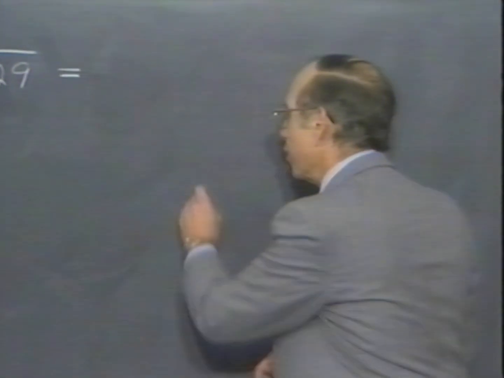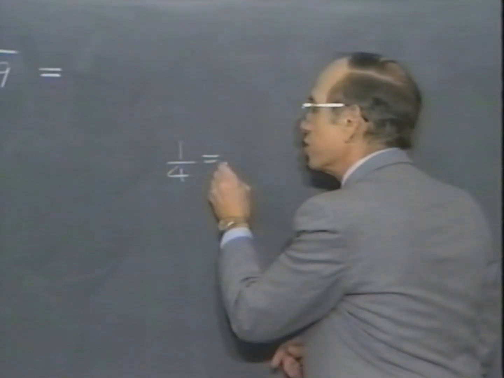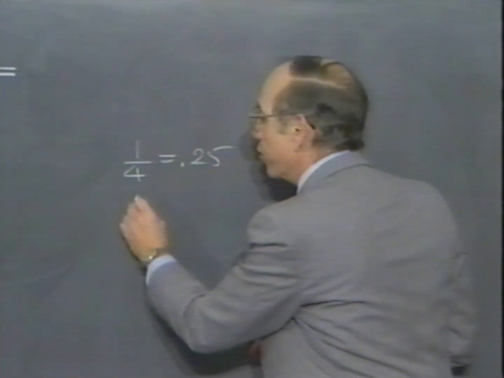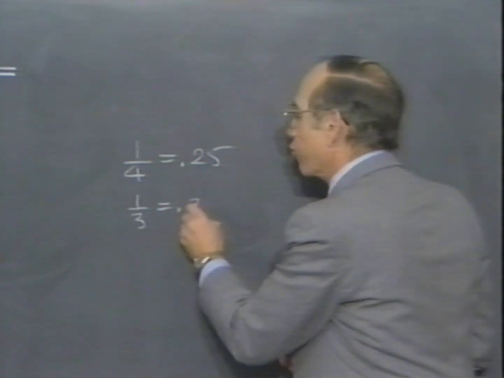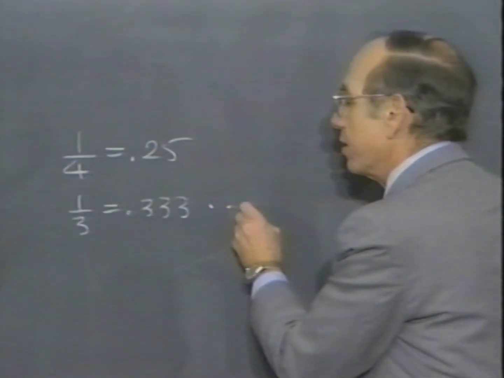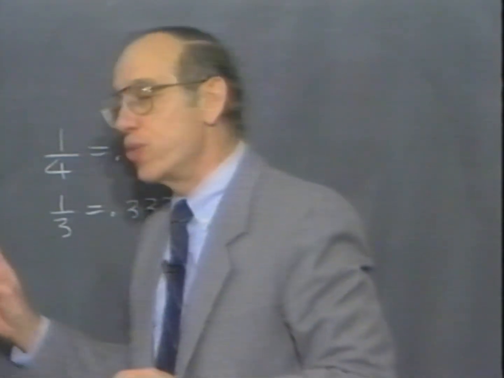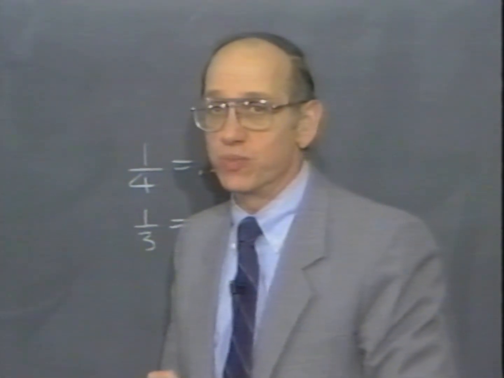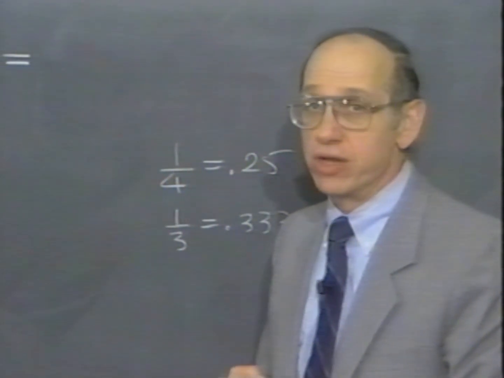So, for example, 1/4 is 0.25. That's a terminating decimal. 1/3 is 0.333, etc. That's a repeating decimal. But the square root of 29 is neither a terminating nor a repeating decimal. It is an irrational number.